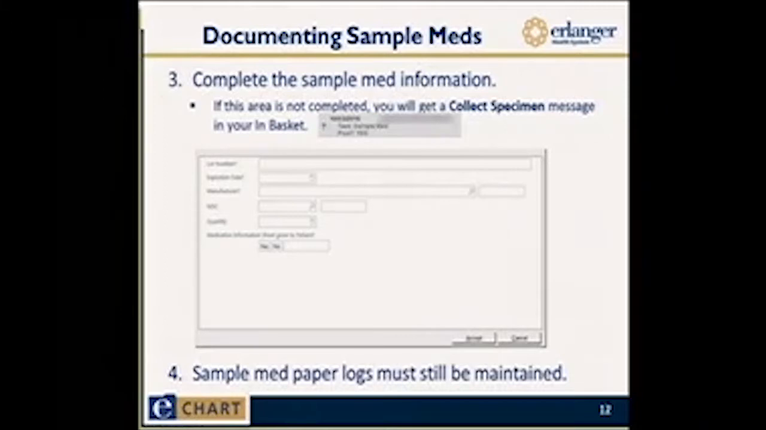So this would be, the provider would be the one ordering and giving them the sample medication, but you would document in here the lot number, expiration date, whatever is required, whatever you need to add in there from that sample medication. So if you don't complete this area, you will eventually get a message in your in-basket, and we all know we don't like lots of messages in our in-basket. We don't want it to overflow.